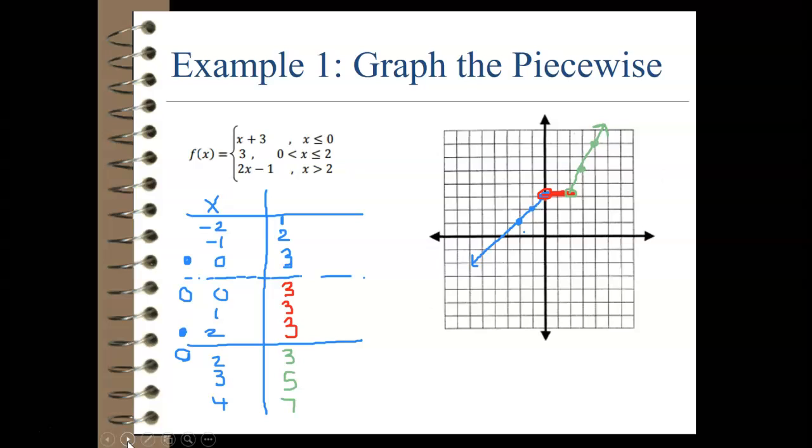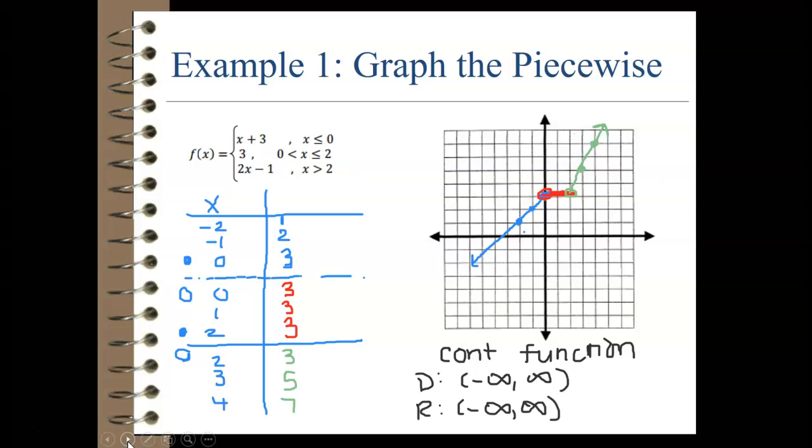An open and closed circle overlap. So this is actually what we call a continuous function. The domain is all reals, and the range is all reals, because the graph continues infinitely in both directions. And for every y value, there is an x value, and for every x value, there is a y value. Now, this is not one-to-one because of the horizontal line there in the middle.